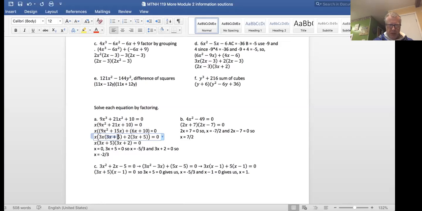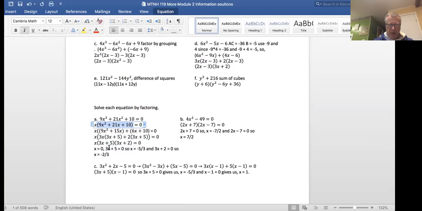That gives us 3x plus 5 in both of these slots. We'll factor out the 3x plus 5, leaving us with 3x plus 2. So that came from that set of parentheses right here with the 9x squared plus 21x plus 10. The x is still just coming along for the ride.